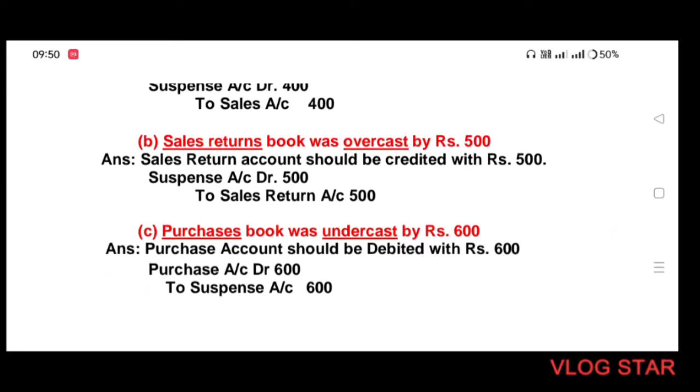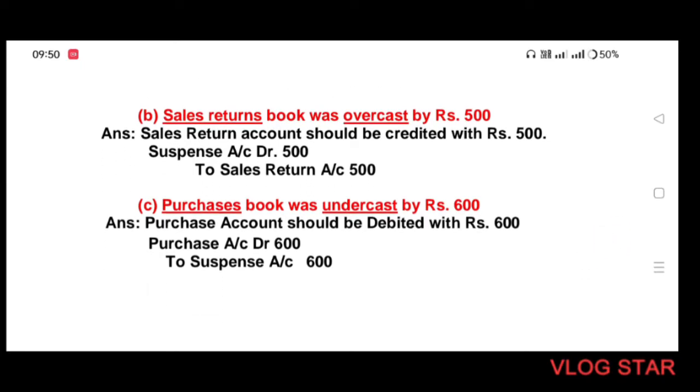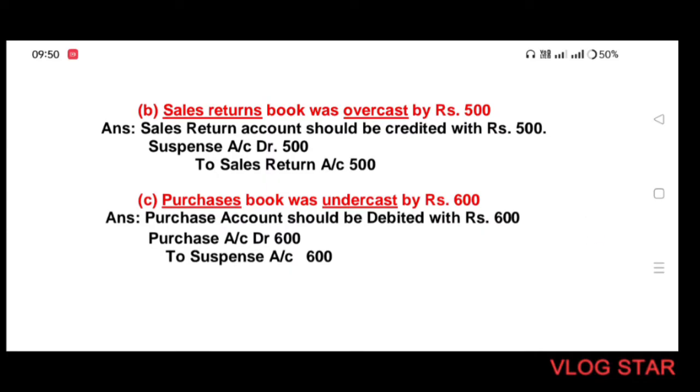Next one, sales return. Sales return book was overcast by rupees 500. So sales return, normally it is a which balance? Debit balance. But it is overcast. Overcast means what? We have to do opposite. So sales return account should be credited with rupees 500. So you have to write the journal entry suspense account debit to sales return account. Then only it will tally.